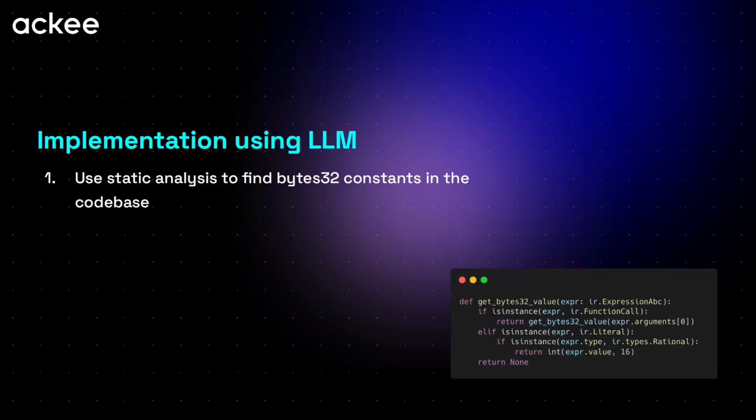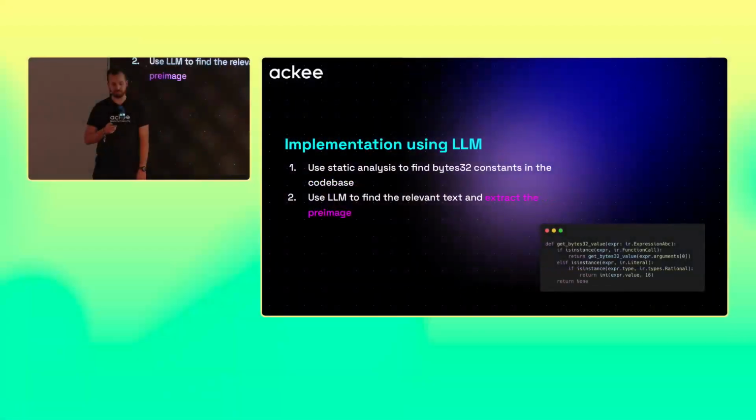It's very similar to what we showed at the beginning, how we can iterate through the functions. We just need to find not the functions, but the bytes32 declarations. When we have that, we can extract the nearby code comment, find the relevant text, and send it to the language model. Then we get some output.